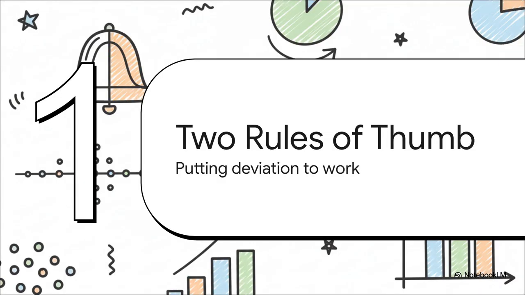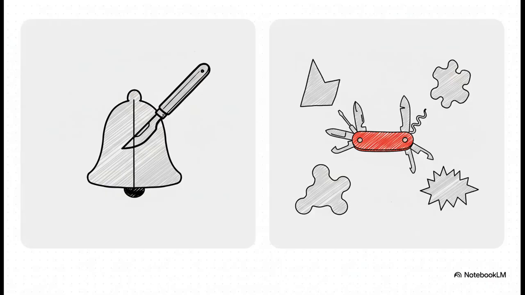Okay, so we've got this awesome, powerful tool. Now what? How do we actually use standard deviation to make useful predictions? Well, it turns out there are two fantastic rules of thumb that really bring this whole concept to life. We've got two main options, the empirical rule and Chebyshev's inequality. And you can think of it like this.